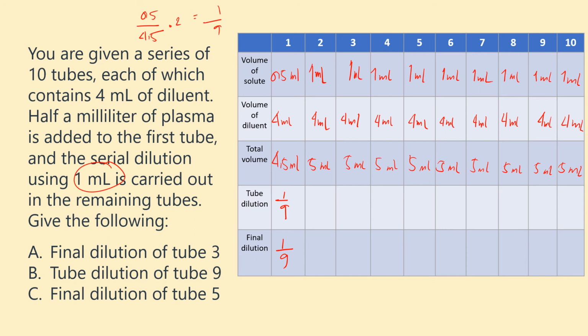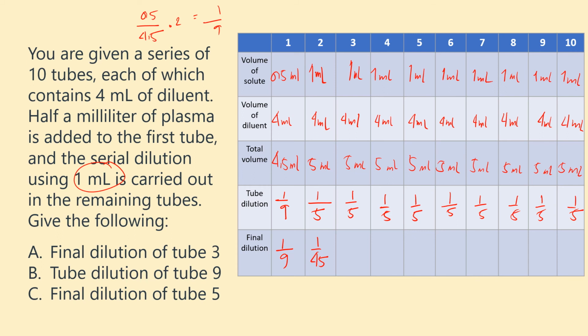Okay, so for the following tubes, you now have the volume of the solute as 1, and you have the total volume of 5. So therefore, it's all 1 over 5, because they have the same amount of diluent and the same amount of solute. And of course, with that, they also have the same total volume. To get the final dilution, multiply the denominator with the denominator of the previous tube. So therefore, you have 5 times 9, which is 1 over 45.